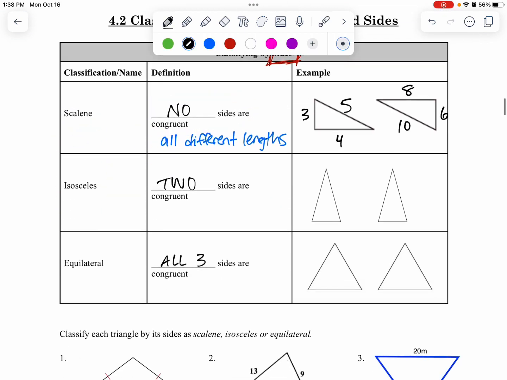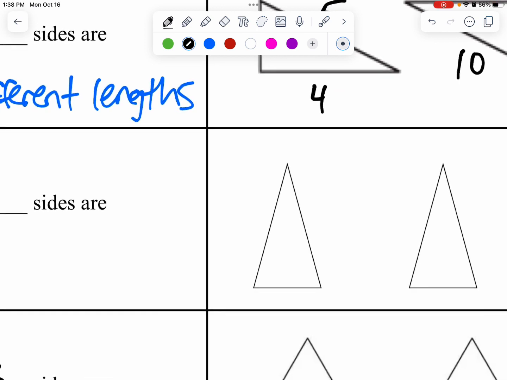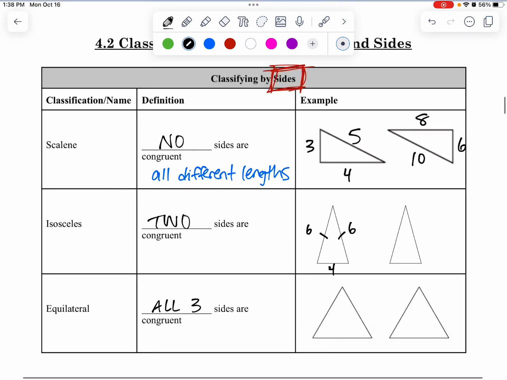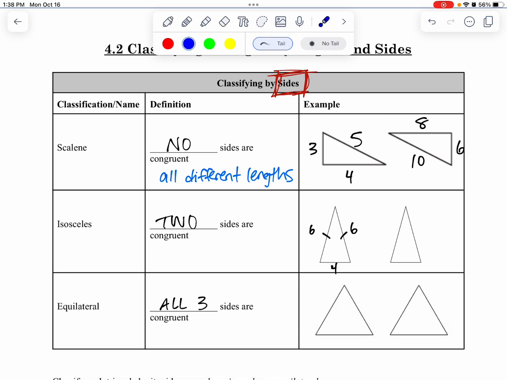Maybe you've heard isosceles before, but when this side equals this one, so like 6, 6, let's pretend this is 4 down here, that is called an isosceles triangle when 2 of the sides are the exact same, 2 of them. The word is isosceles.